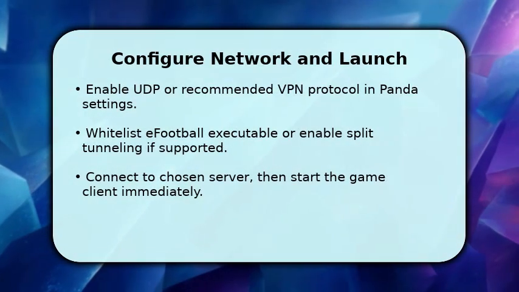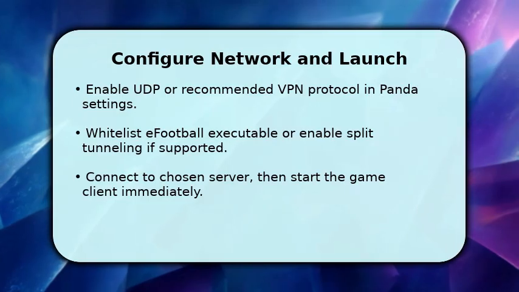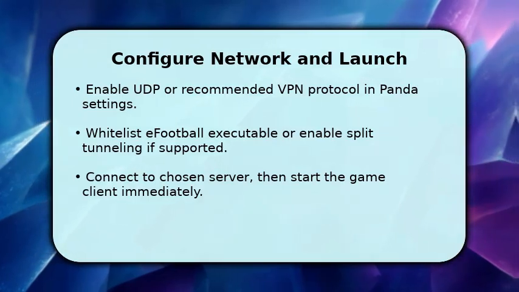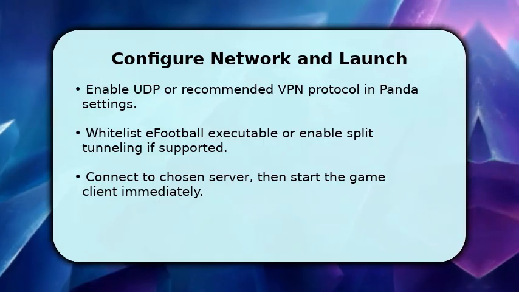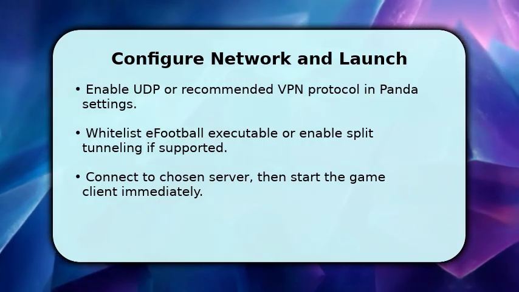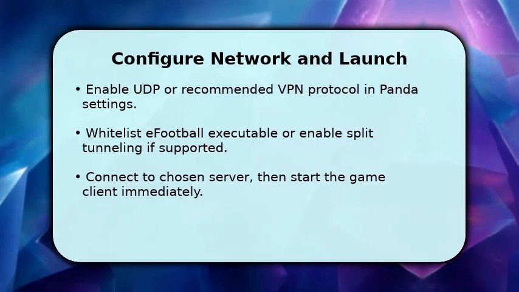Now configure Panda VPN for gaming. Switch to UDP or the app's low latency protocol and enable features that prioritize game traffic. If Panda supports split tunneling, add the eFootball executable to route only game traffic through the VPN to reduce overhead.